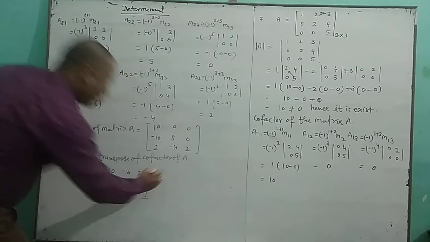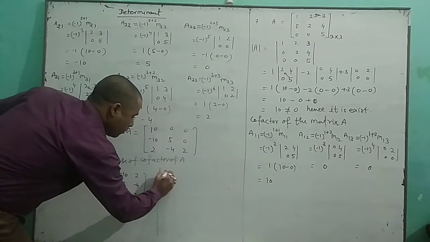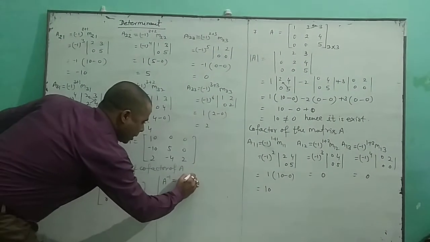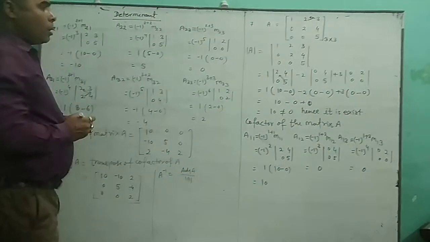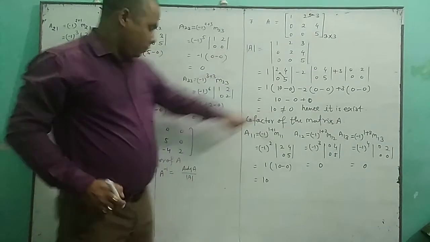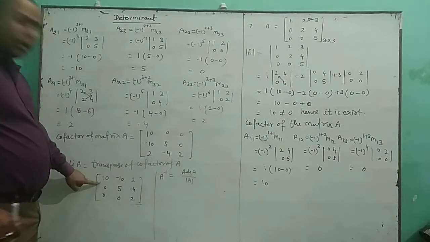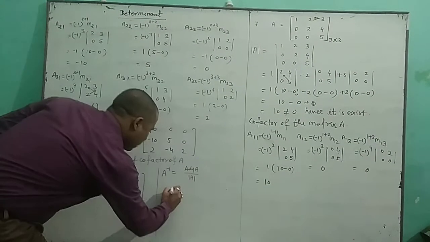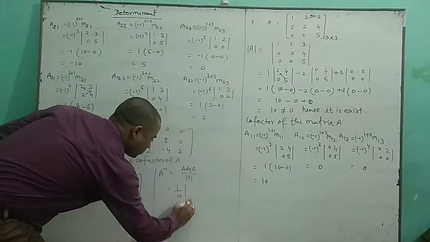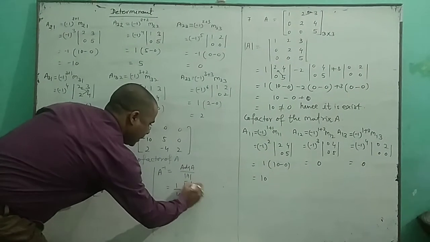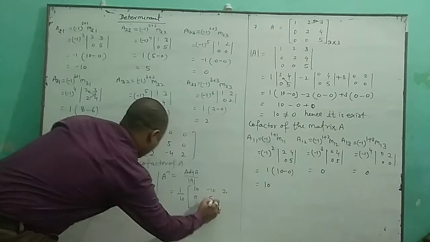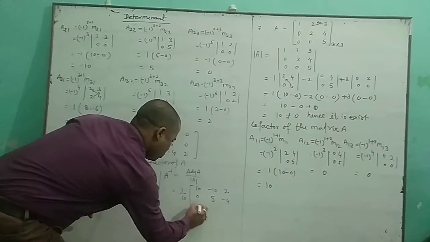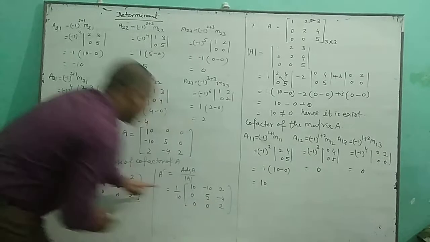Now what will be the value of A inverse? Now we know the formula here. A inverse is equal to adjoint of A upon determinant of A. What is the value of the determinant? 10. And what is the value of the adjoint? Here this one. So we have 1 by 10 and the adjoint is 10 minus 10 2, 0 5 minus 4, 0 0 2. This is the A inverse.